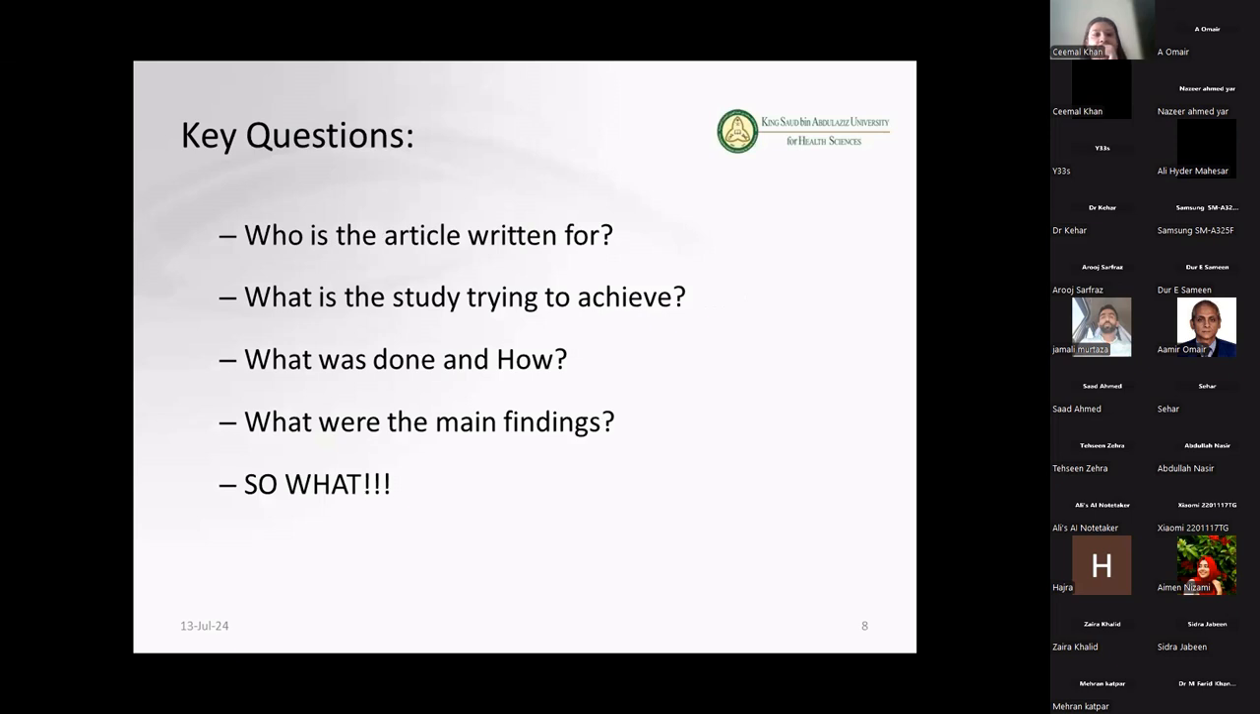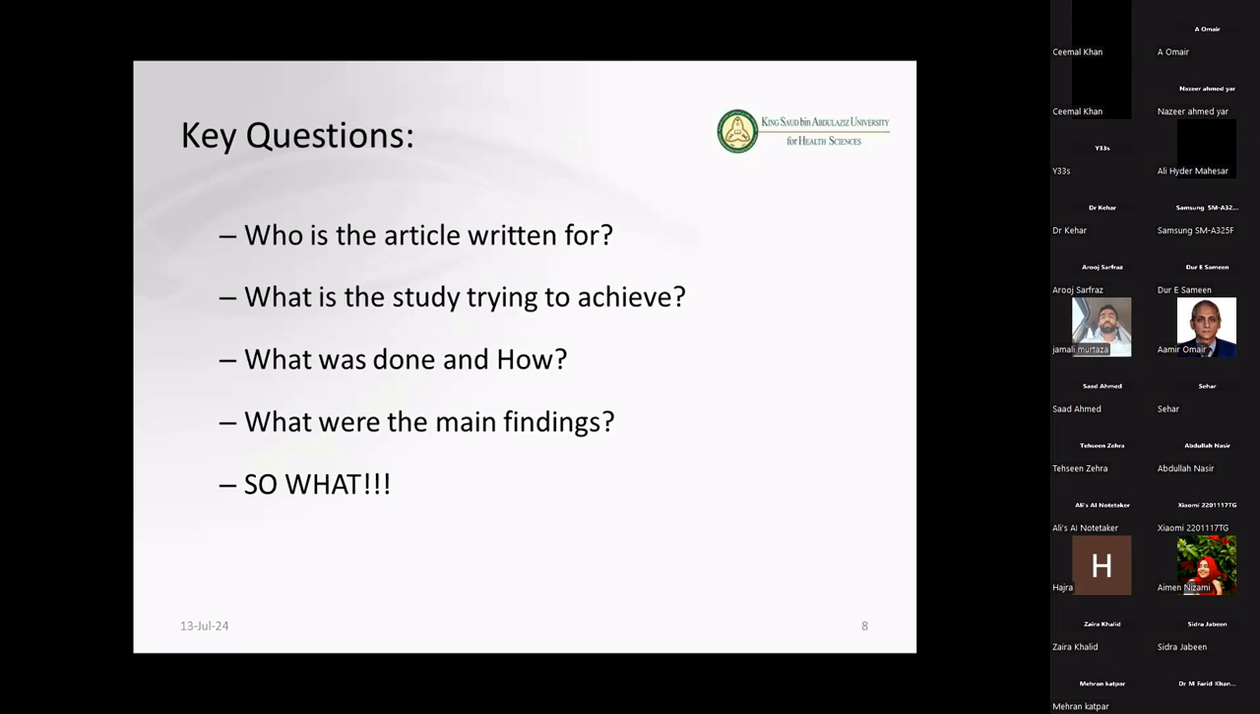Now, the key question that you need to consider is who is the article written for, right? Who's your intended audience? What is the study trying to achieve? What was done and how? And what were the main findings? But the most important thing that the reviewer will be looking at is, so what? So you've done all that. We have put in a lot of effort. So what are the implications of the findings from this research, right?